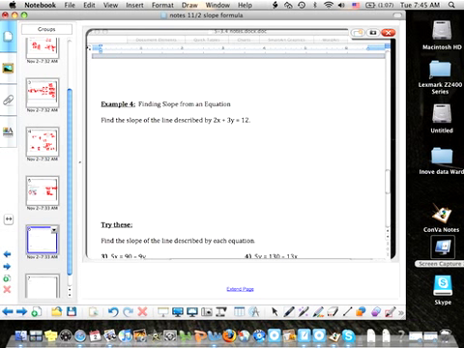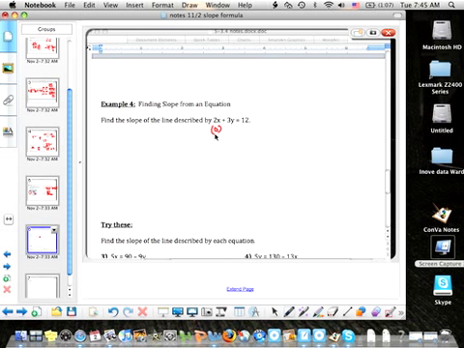All right, so now we've got finding the slope from an equation. There's two different ways you can do this problem. I'm going to show you using the slope formula, but I need two ordered pairs. The only method I know of that we've learned so far to get ordered pairs is doing intercepts. So this is a great little practice with intercepts.